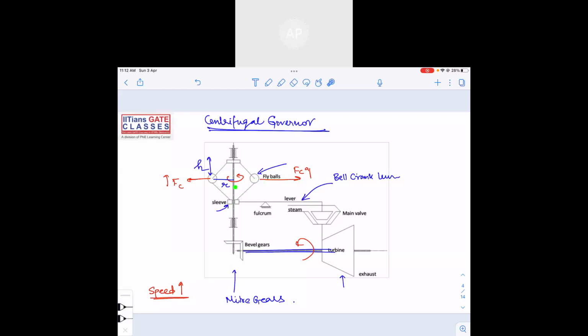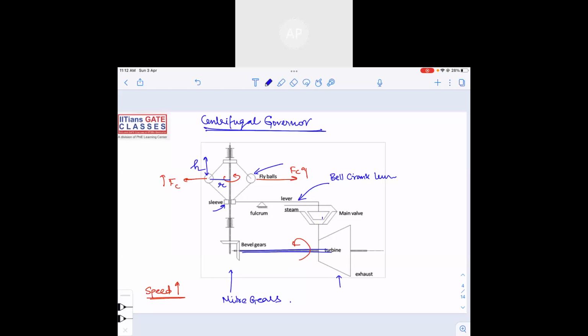As soon as the sleeve comes up, what will happen because of this lever? This main valve will get closed, right? This main valve will get closed. As the speed increases, I'll write it here instead.